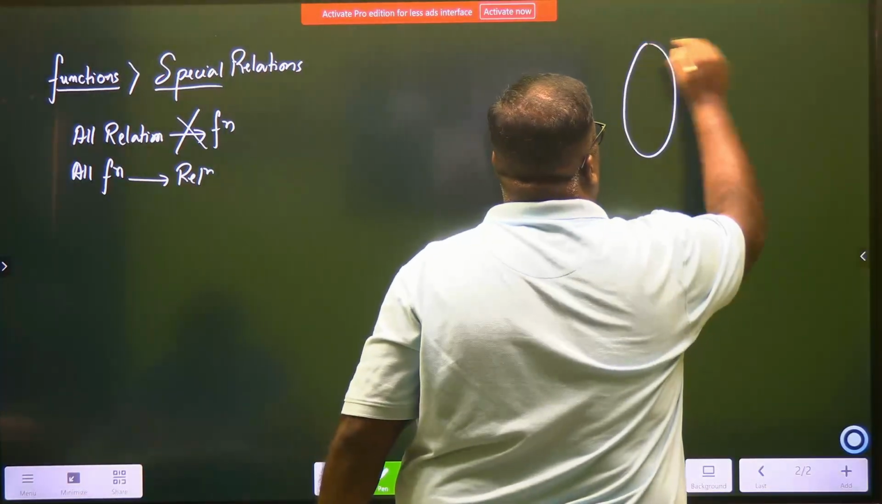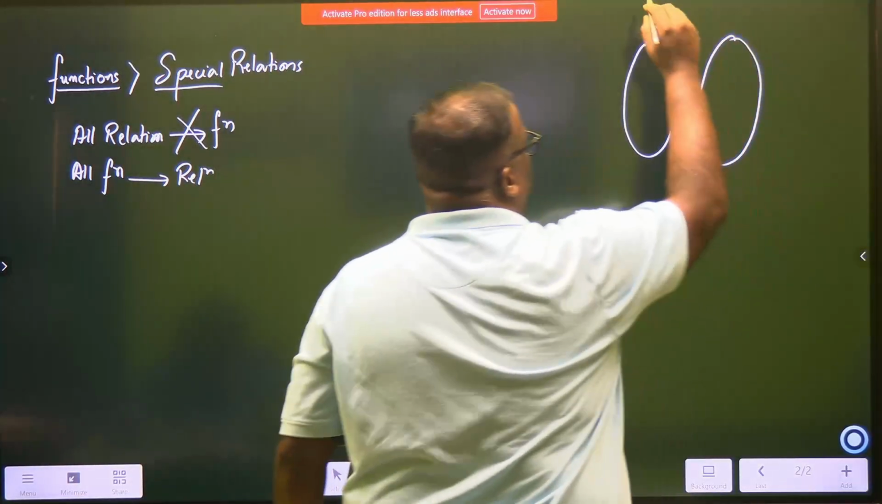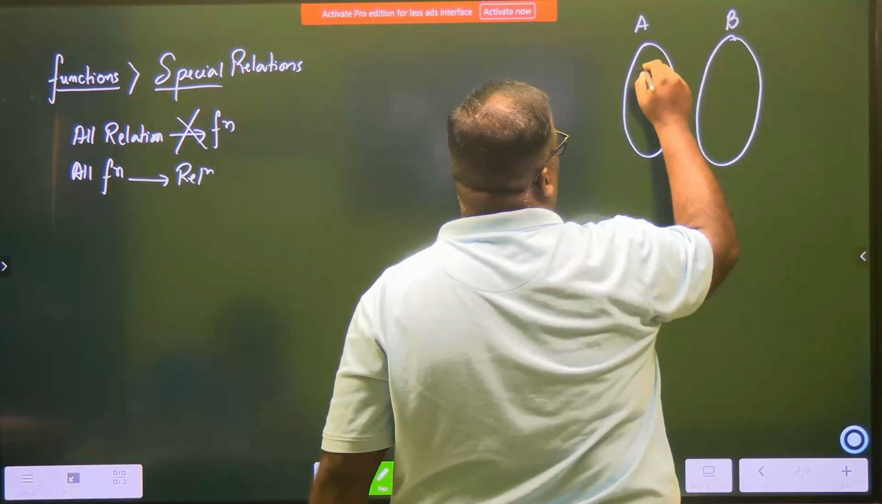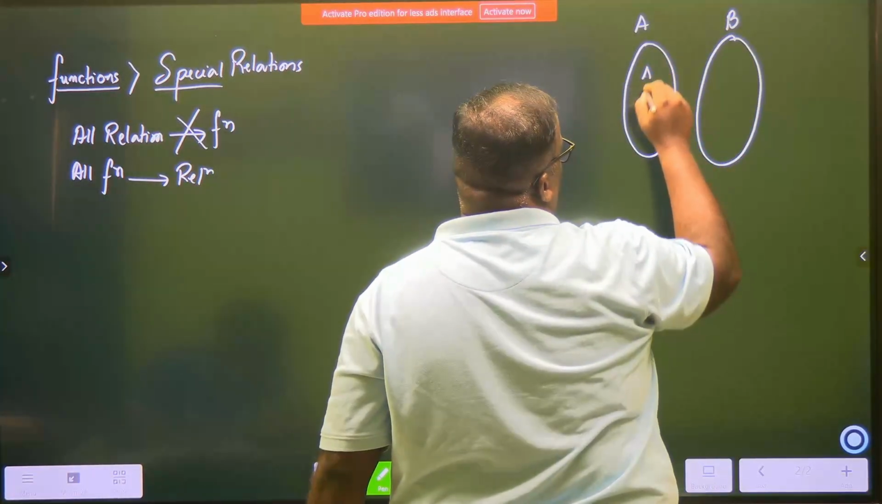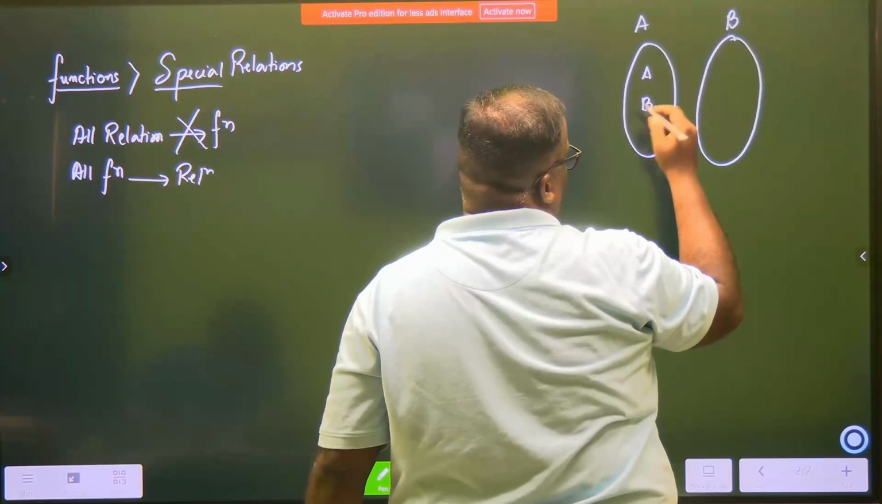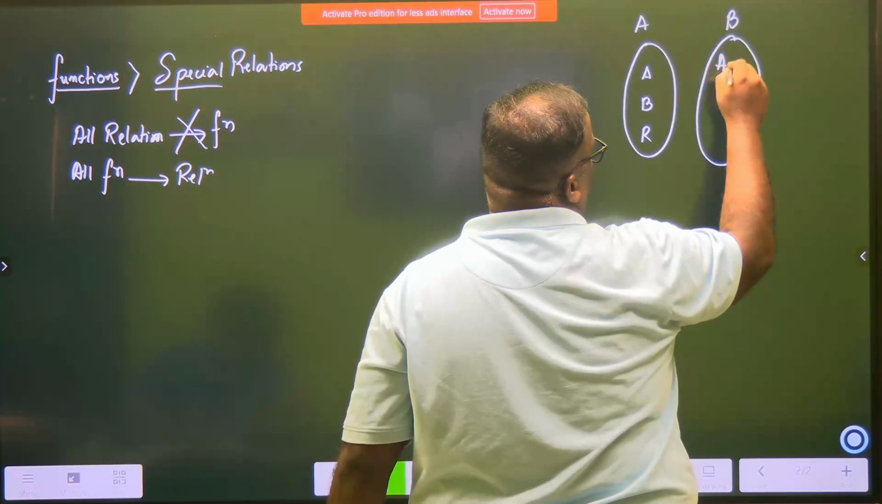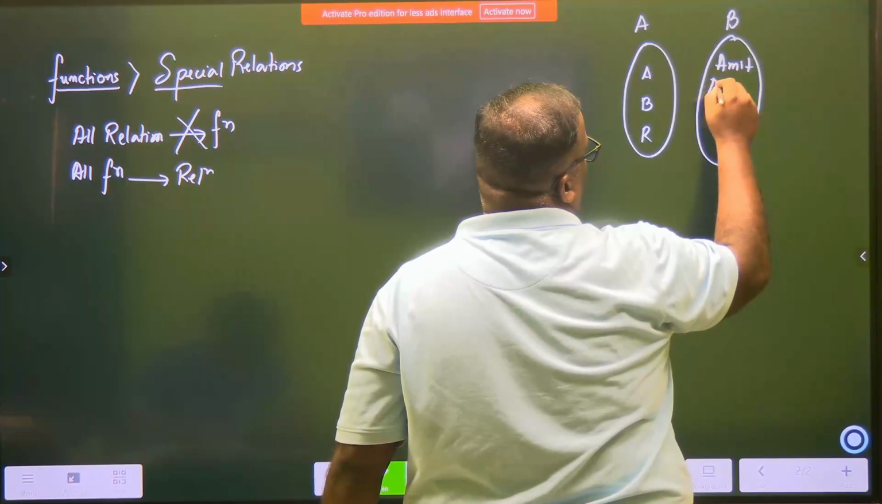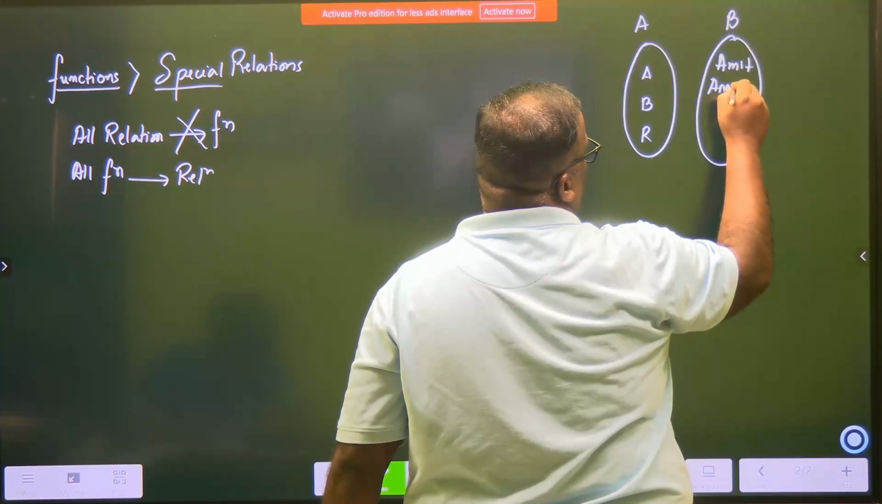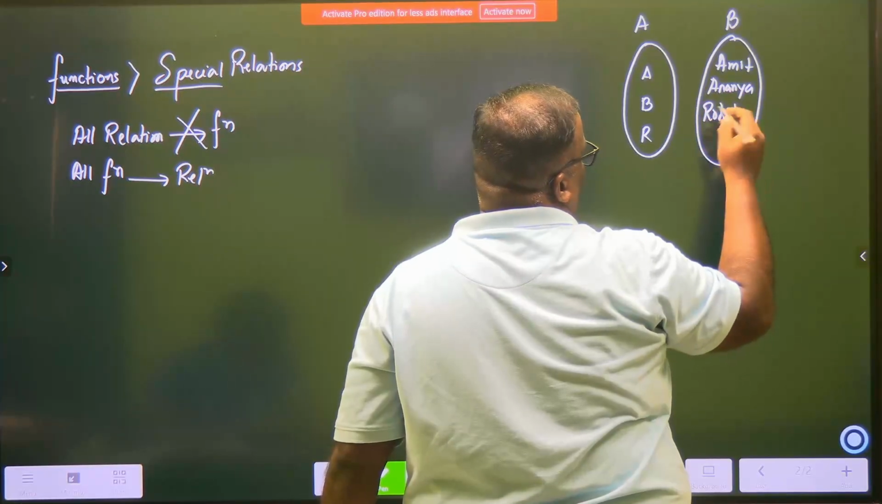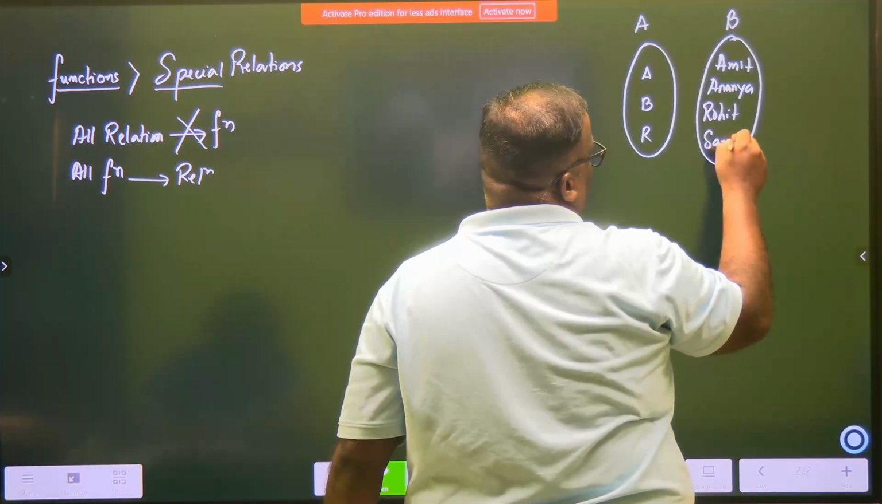Let's say I have a set A and a set B. In set A, I have got the alphabets A, B and say R. And here I have got some names. Amit. Ananya is there, so let's take her name also. Rohit is one name. And then S, we say Sam is one name.